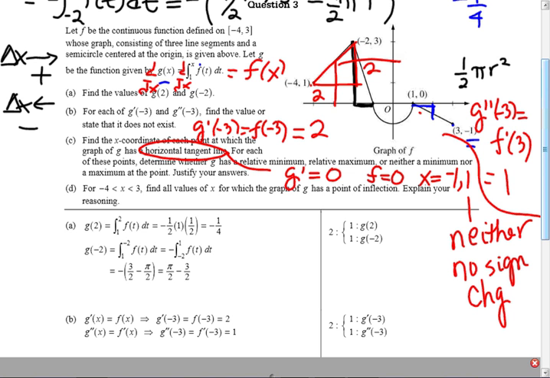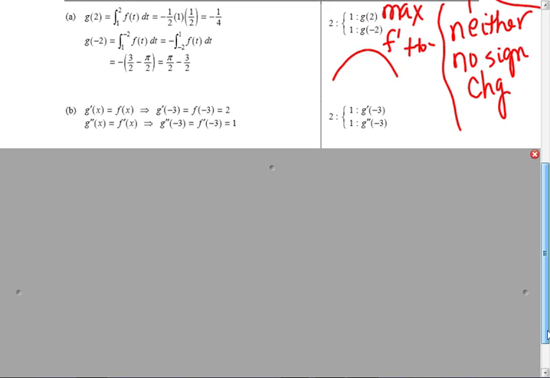But you have to tell me if it's a max or min at -1. My derivative is positive, and then it becomes negative. Well, think about what this tells you about the function. It's increasing and decreasing, so it's a max. How do you say it? F prime goes from positive to negative. I think that's 3 points.